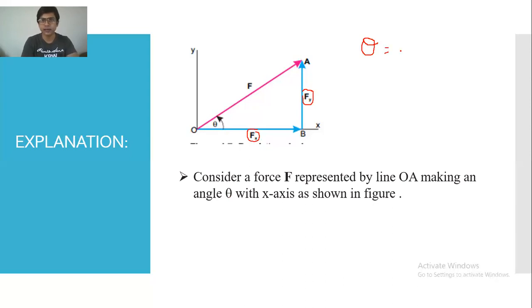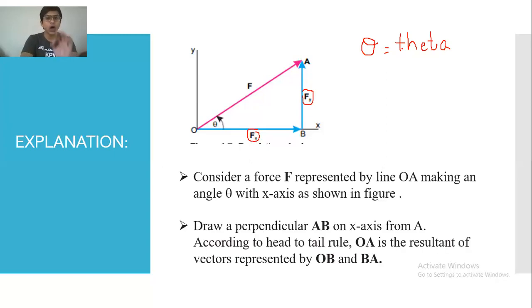I may write it for you. Whenever you are talking about angles, the angle is represented by theta, like force is represented by capital F. For example, if you are talking about mass, it is represented by M. In the same way, whenever you are talking about angle, it is represented by theta. So this is theta for you. Now draw a perpendicular AB on the x-axis from A. What I have done is I have drawn a perpendicular AB on the x-axis, and this is line AB.